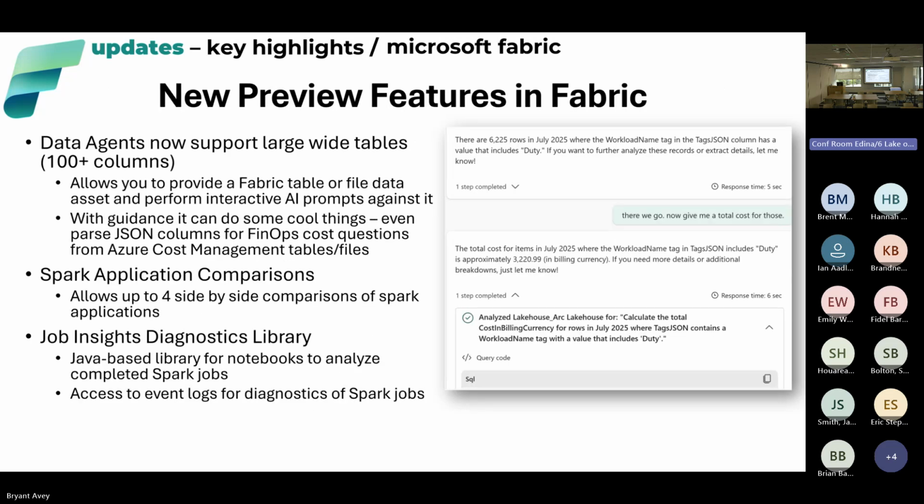A couple of other new preview items for Fabric. The preview of data agents has been out for a little bit, but now they support over 100 columns, so they support really wide tables. This is kind of fun. I played around a little bit with this. I took a table that had around 20 million rows and about 70 columns, and one of those columns has embedded JSON text in it.